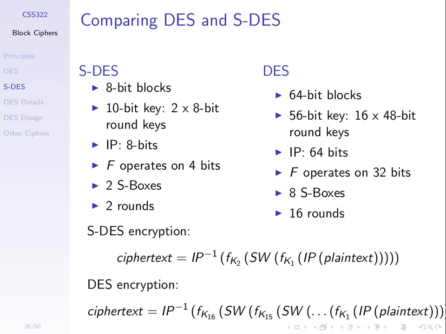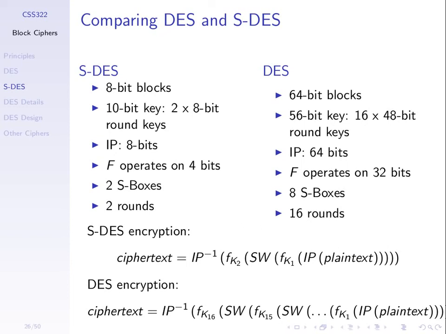Comparison of simplified DES and real DES, some aspects. So simplified DES is just for educational purposes. Real DES, some of the differences. All right, now we have 64-bit blocks, not 8. And we have 16 round keys. It turns out the round keys in real DES are 48 bits. So K1, K2, K3 up to K16 will each be 48 bits. They'll be derived from the original input key.